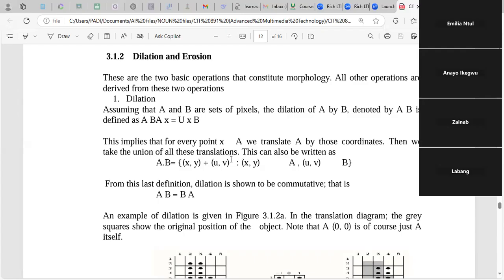Which of the formula are you talking about? Let me be specific. This formula here, you say as that dilation. You say assuming that A and B are sets of pixels, the dilation of A by B, that's A multiplied by B, right? Yes. A multiplied by B. Okay. Which means that AB is defined as A. Like BA is supposed to be just like A times B or B times A, just like 1 times 2 or 2 times 1, they are equal.